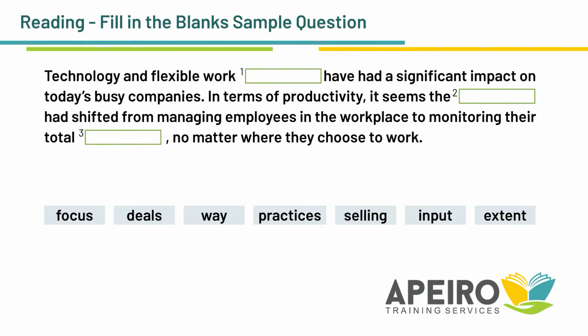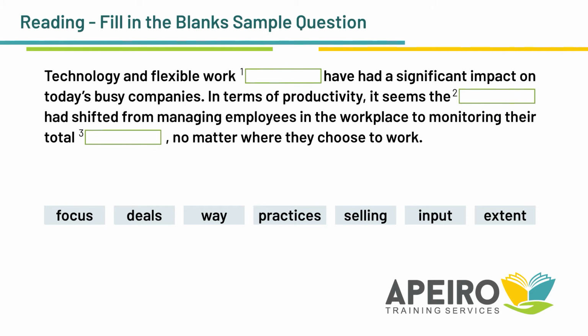For example, if we were to use the worksheet I have, it says technology and flexible work blank, and then after that have had a significant impact on today's busy companies. Now, instead of reading all that, I just look at the gap and say technology and flexible work, and then I decide noun, verb, adjective, adverb. Well, looking, we know that we have an adjective before, which is flexible work. Therefore, I know the gap would be a noun. In addition, because the word before is and, I know that it has to be a noun and it must have an S.